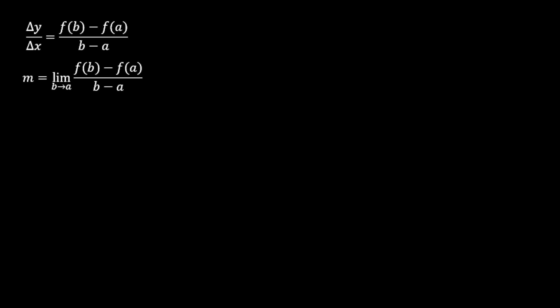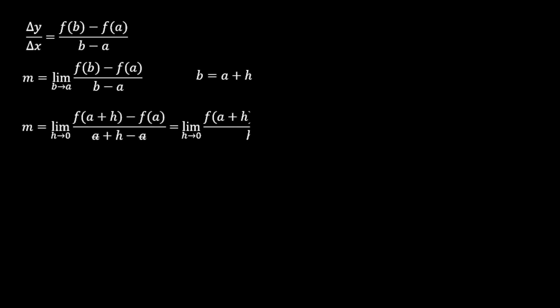Let's define our b as a plus some h, an unknown value. Well, then we can rewrite our function for the slope of our tangent line, or our instantaneous rate of change, as m equals the limit of f of a plus h minus f of a over h, because the a's cancel out, as h approaches 0, since our difference between a and b is becoming non-existent. This is called a derivative. You'll often see it denoted as dy dx, or you might see something like this, which is f prime of x, or the derivative of f of x.